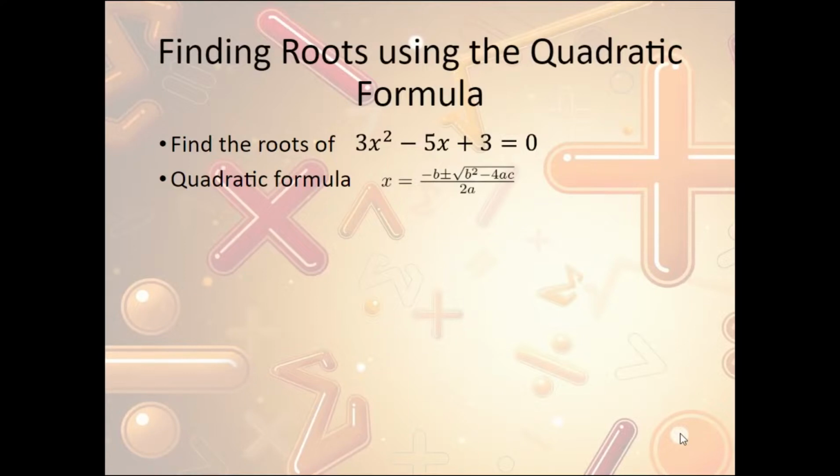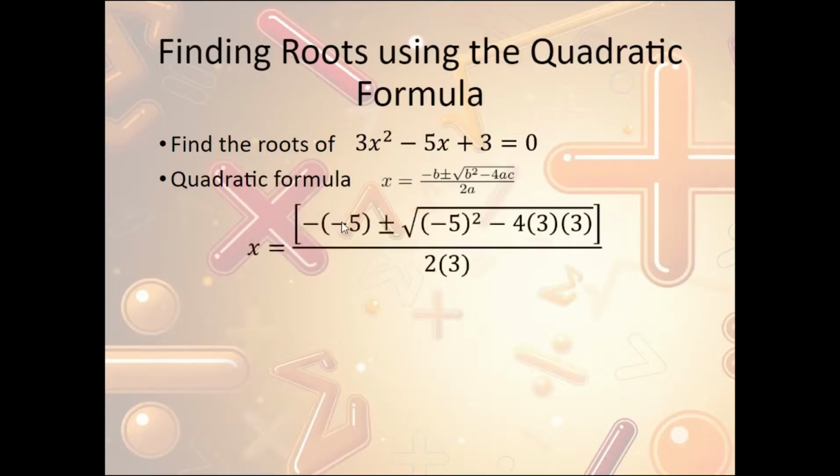Let's look at one more example. We have 3x squared minus 5x plus 3 is equal to 0. So we plug everything in, and we end up with negative 5 plus or minus the square root of negative 5 squared minus 4 times 3 times 3 over 2 times 3. And when we simplify that, negative 5 is positive 5. Negative 5 squared is just 25. And then negative 4 times 3 is negative 12, times 3 is negative 36. And then 2 times 3 is 6. So we end up with 5 plus or minus the square root of 25 minus 36 over 6.